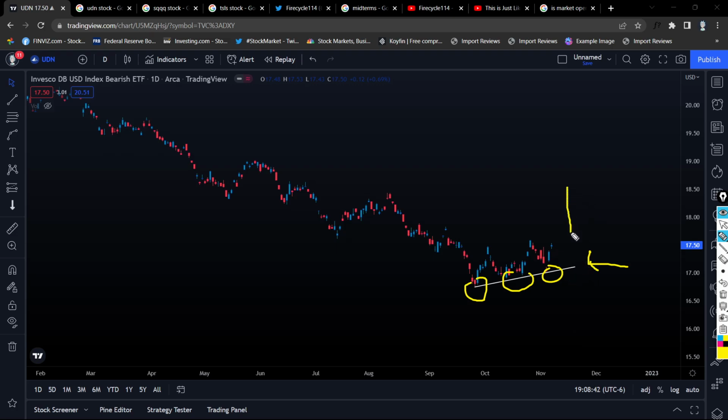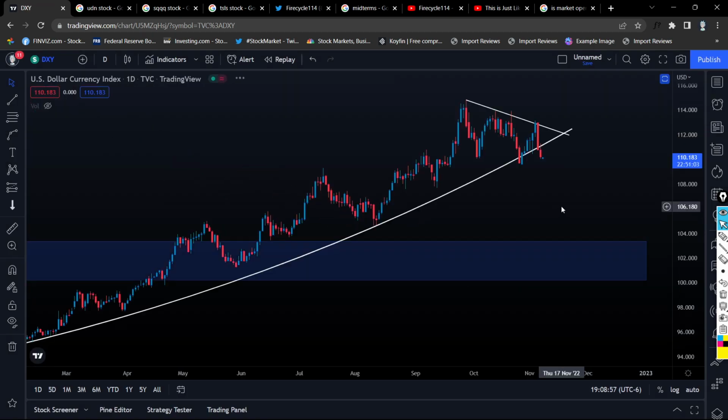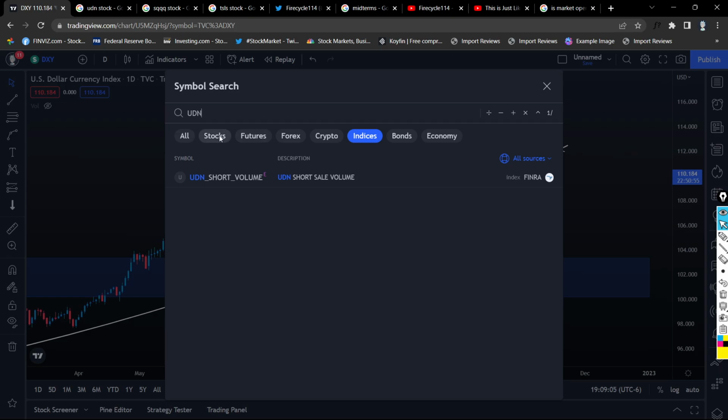We cannot go below this level of support. So this is going to be our stop loss, just like how we discussed on the US dollar. So let me type UDXY. Just like how I said, this was going to be our stop loss. Again, this is our stop loss on the DXY. And then we go back to UDN.